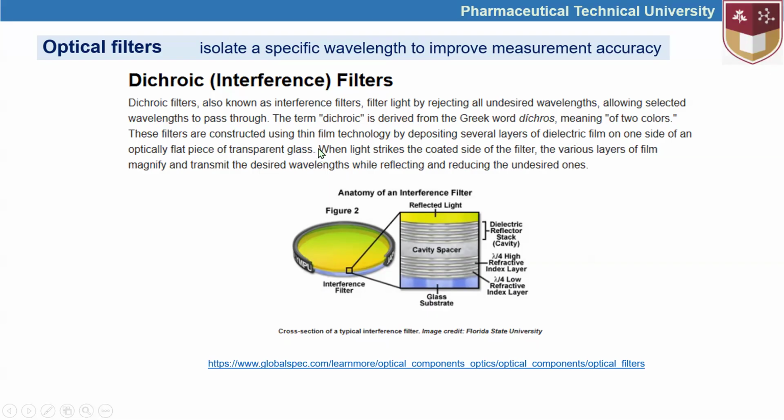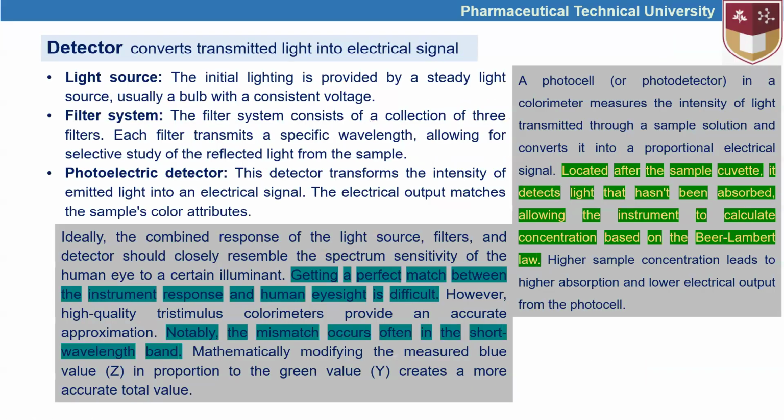These filters are constructed using thin film technology by depositing several layers of dielectric film. On one side here we can see dielectric reflectors on two sides, and this is the glass substrate. So these are the layers of this kind of dichroic filters. Okay, again they are more expensive, but the precision is higher compared to absorptive ones.